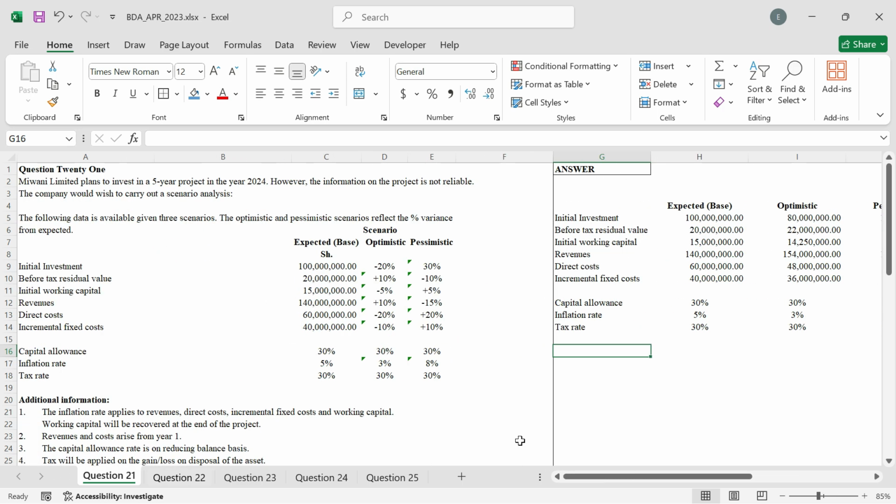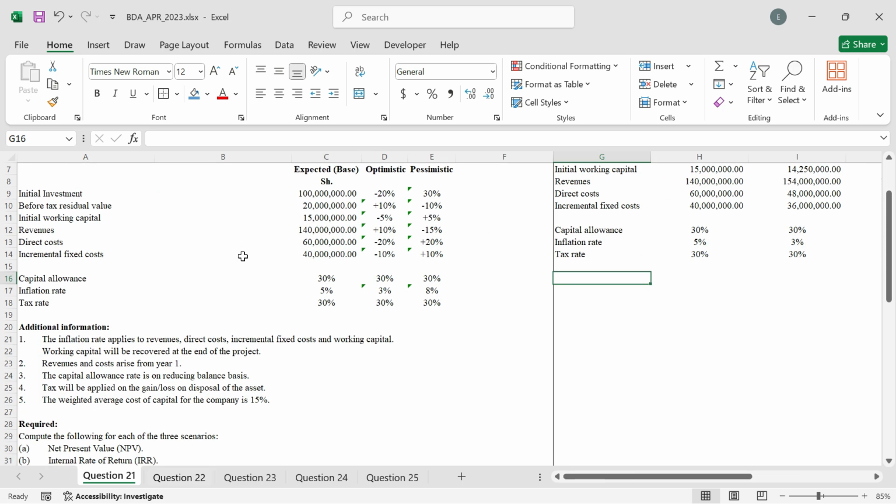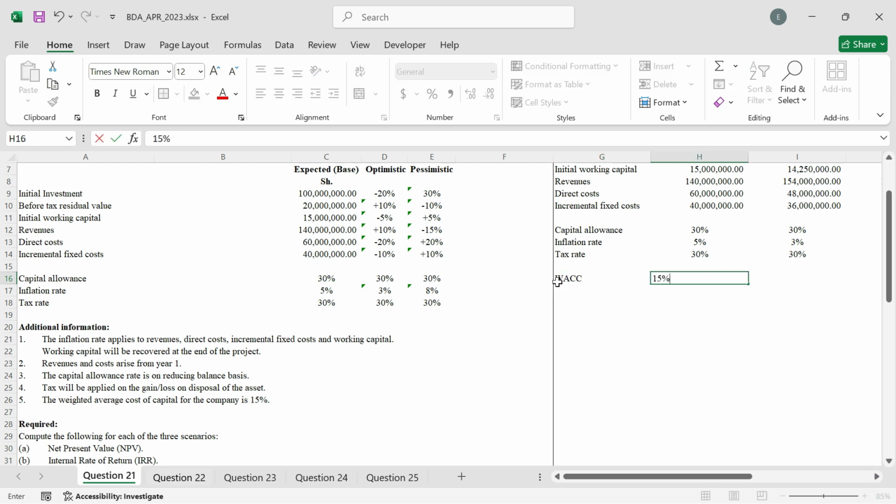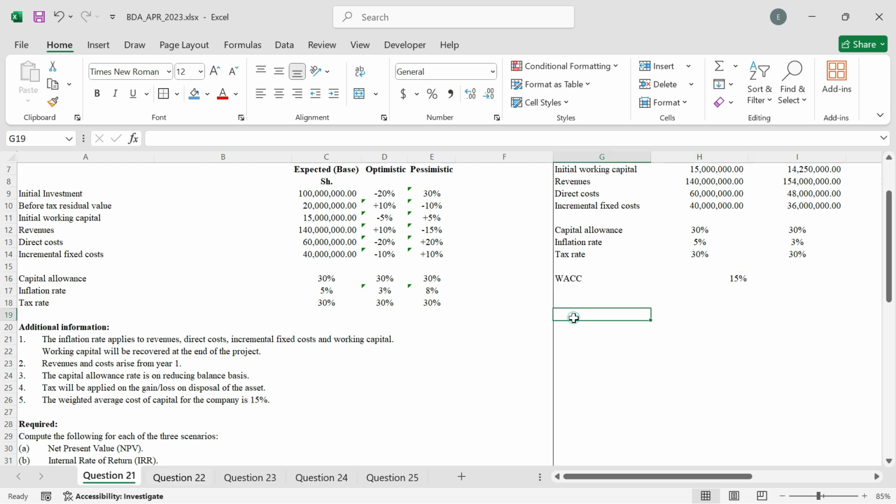Then I am told inflation rate applies to revenues, direct costs, incremental fixed costs, and working capital. Working capital will be recovered at the end of the project. Revenues and costs arise from year 1. The capital allowance rate is on reducing balance basis. Tax will be applied on the gain or loss on disposal of the asset. Then the weighted average cost of capital for the company is 15%. So we have WACC 15%. So I will need to establish my cash flows.